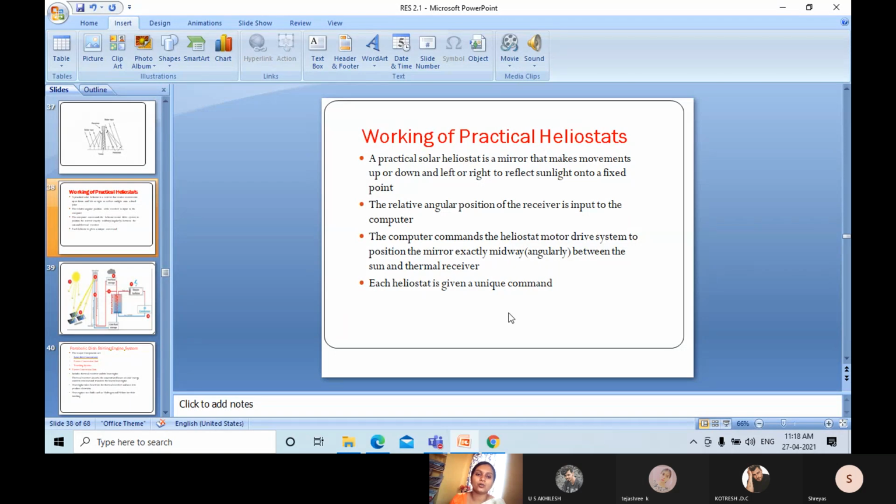What will the computer do? It will give the command to the heliostat motor drive system. Its position should be correct, because it needs to absorb the solar rays from the sun. Next, each heliostat is given a unique command.